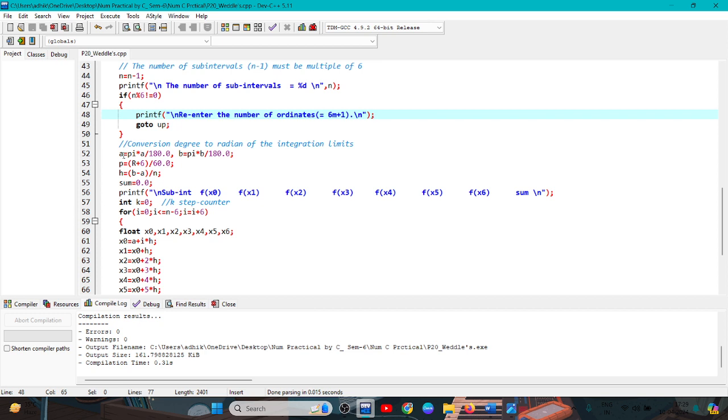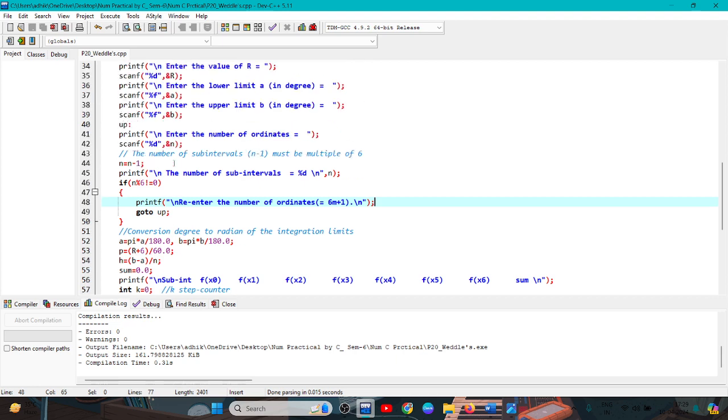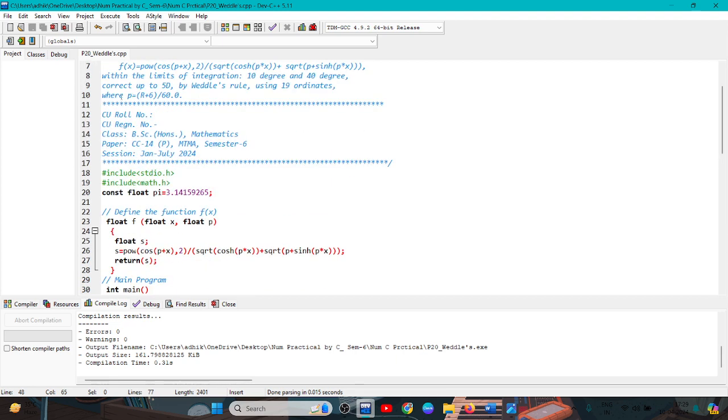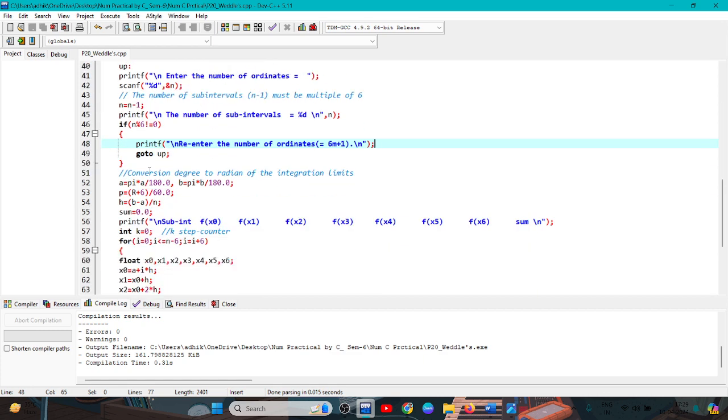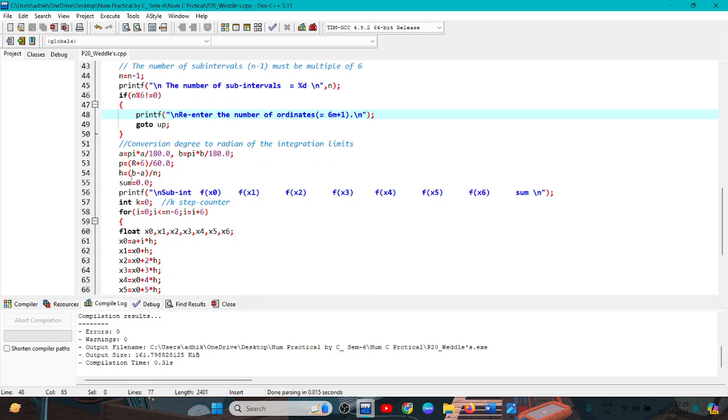Now the revised value of a is the mean radian, pi into a divided by 180, and b equal to pi into b by 180. And p equal to r plus 6 by 60, and h equal to the step length, b minus a by n, and initial sum equal to 0.0. Then printf fx0, fx1, fx2, fx3, fx4, fx5, fx6, and the sum.